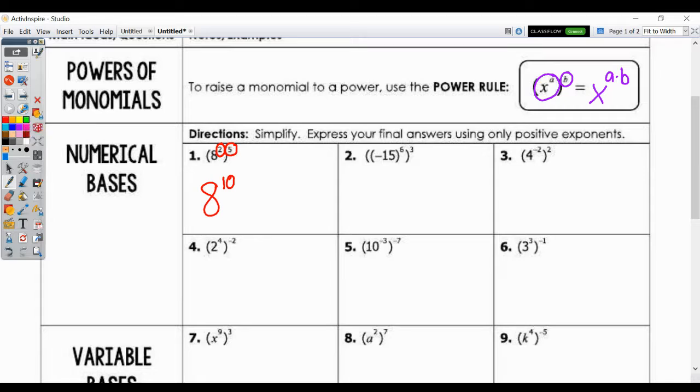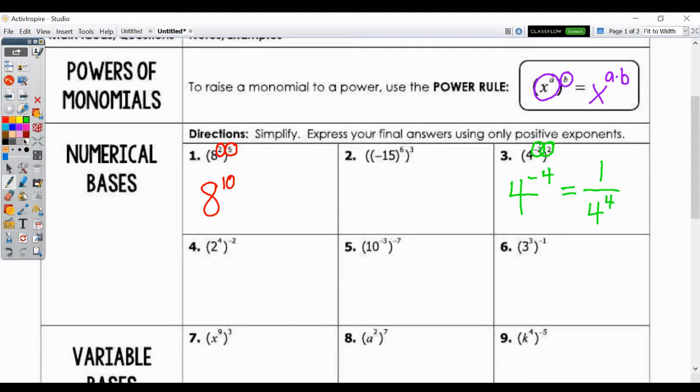So looks like my base is going to be 4 because that was already my base. And then I take this exponent of negative 2 and multiply it times this exponent of 2. Well, negative 2 times 2 is negative 4. Okay, well, we know that we cannot have a negative exponent. So we change it so it looks like a fraction and we put 1 over 4 to the positive 4.